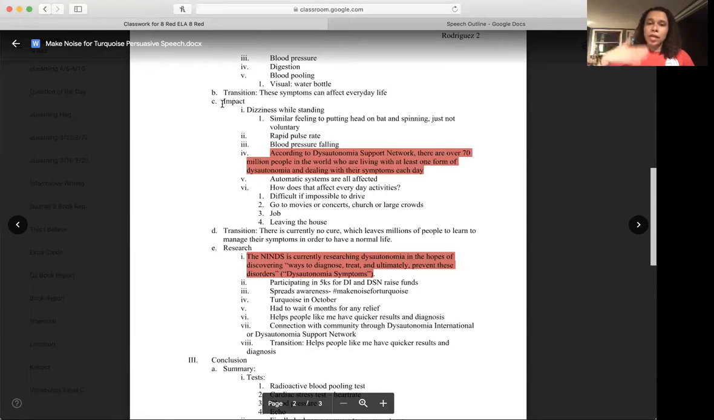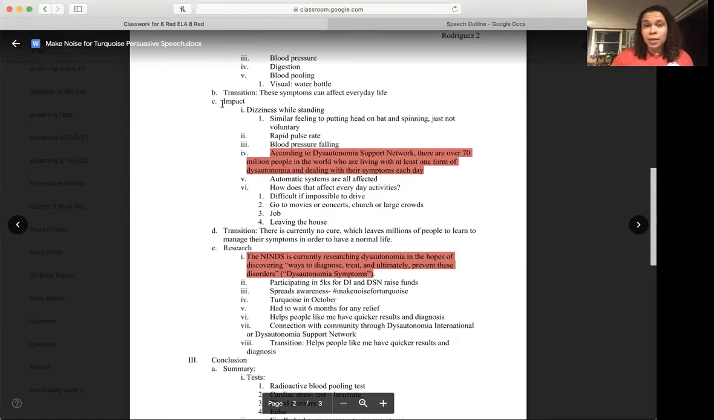Okay, so again, the red highlighted portions are the cited information that I got from another source that I'm going to give credit to. So you'll see, according to Dysautonomia Support Network, this is like word for word from my essay, and that's okay. There are over 70 million people in the world who are living with at least one form of dysautonomia and dealing with their symptoms each day. Then I go on to explain that quote. Just like in our writing, we have to explain the quotes.